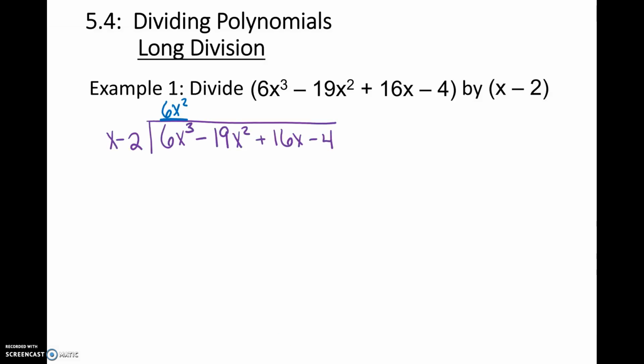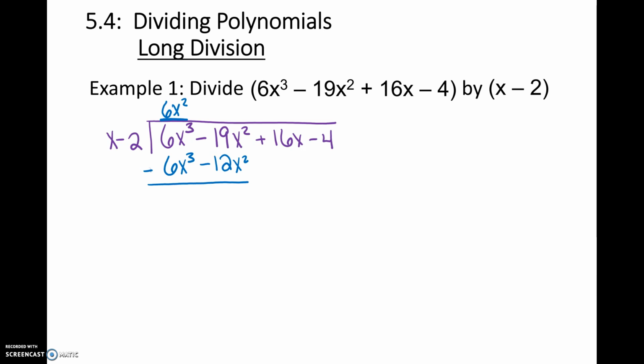We need to take 6x squared and multiply that to both x and negative 2. So let's start with 6x squared times x. 6x squared times x is 6x to the third. 6x squared times negative 2 is negative 12x squared. What do you suppose we need to do next? Subtract.